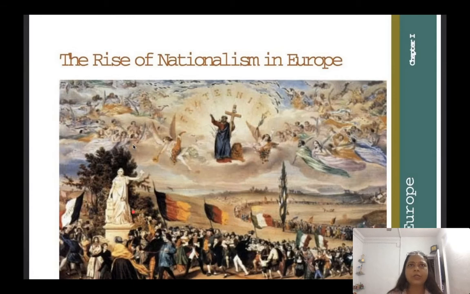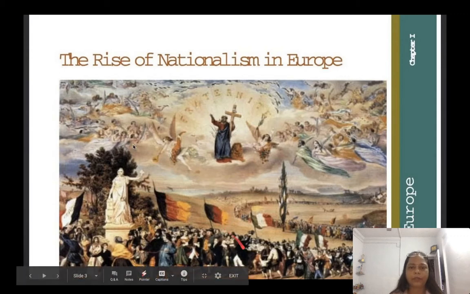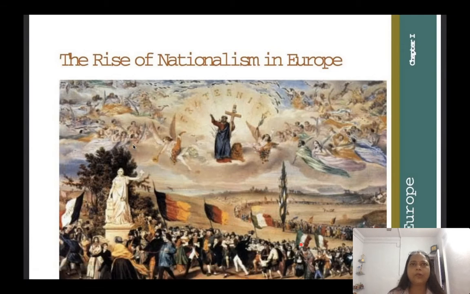In Sarayu's utopian vision, the people of the world are grouped as distinct nations identified through their flags and national costume. You can see here they're having their flags and their national costumes.